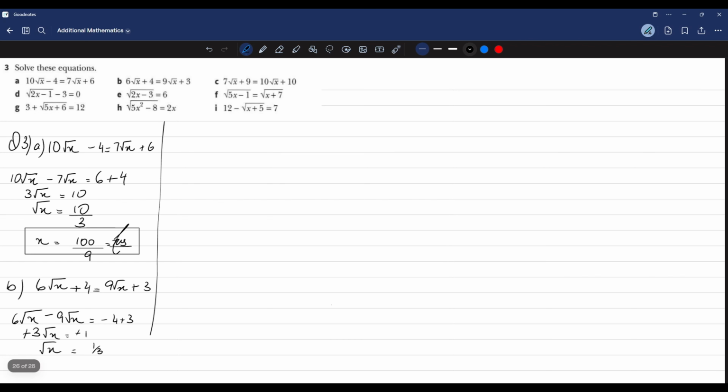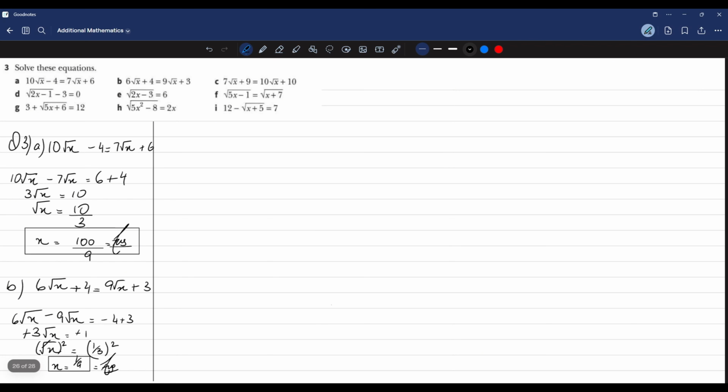And if I were to simplify this, I just write it here. x is equal to 1 over 3, whole squared. And this is how that happens. So 1 over 3 whole squared is supposed to be equal to 1 over 9. And that's it. This is the answer for this part.